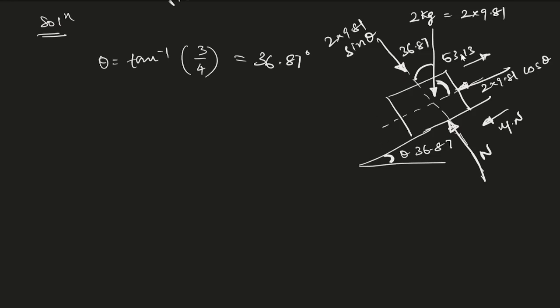Okay, so this is our free body diagram for the block at the initial position. If you see here, we don't know the value of N. So we have to take the mu value as 0.2. Mu equal to 0.2. Here we don't know the value of the normal reaction, that is N.